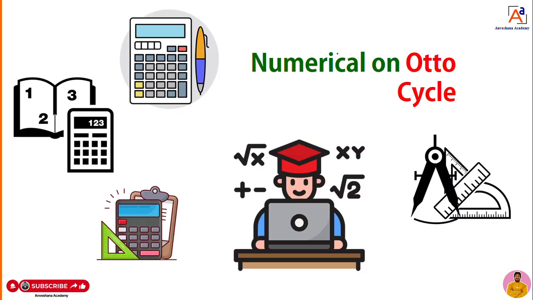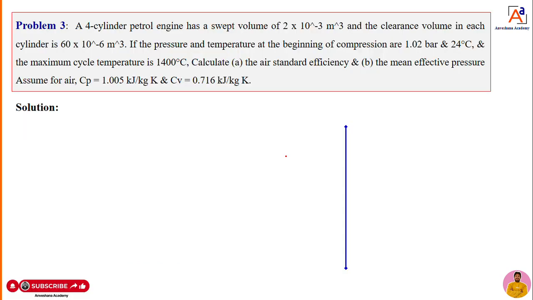Okay, so numerical on Otto Cycle. First, problem number 3, or numerical 3. I will read the problem first. A 4-cylinder petrol engine has a swept volume of 2 into 10 to the power of 3 meter cube and clearance volume in each cylinder is 6 into 10 to the power of minus 6 meter cube.